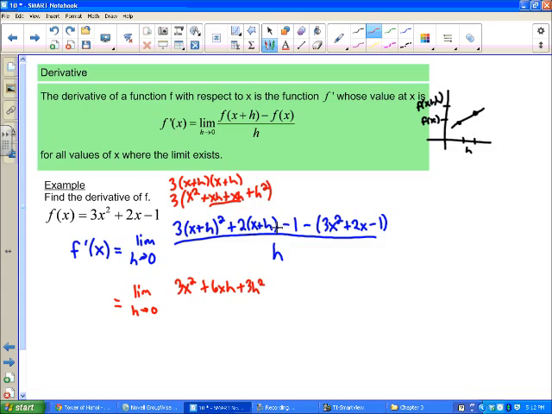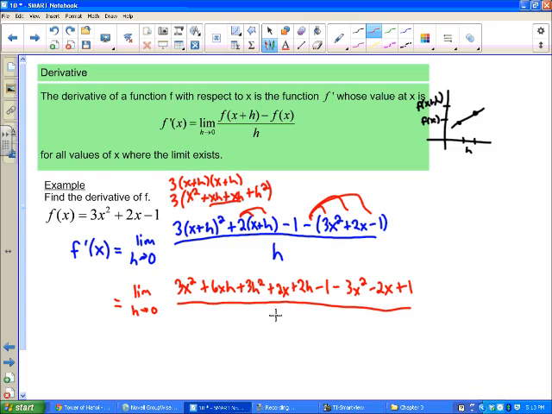Then I want to do this part. I want to distribute the 2 here. So this is plus 2x plus 2h minus 1. Distribute the negative. Like I said, this one's a little bit more complicated, just because there's 3 things in our function instead of just 1 term or 2 terms. All over h. Now this is where the math magic happens.